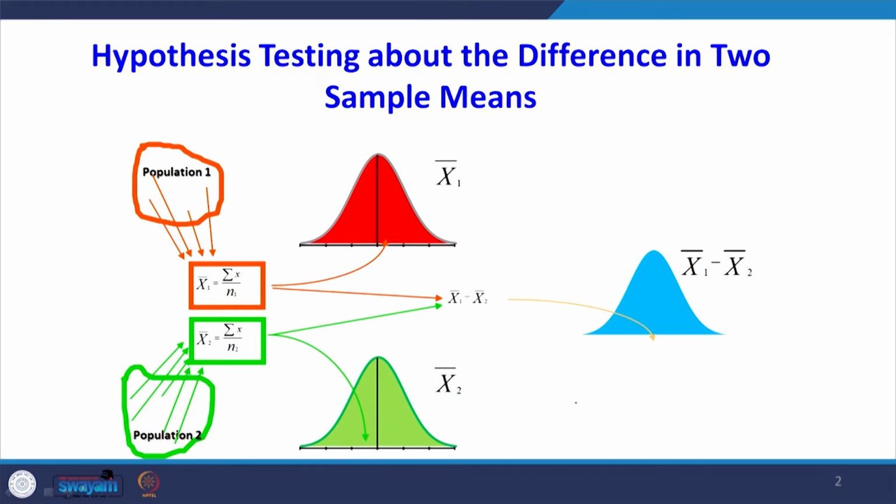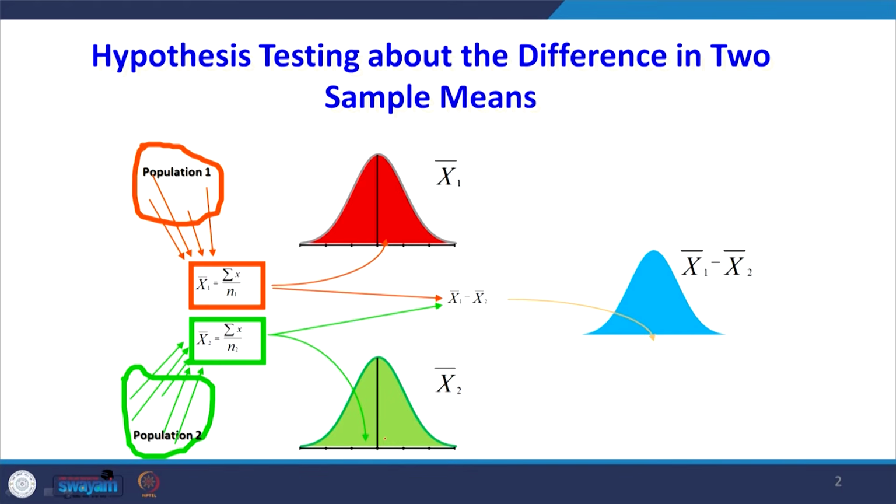When you look at this picture, there are two populations, population 1 and population 2. Suppose I take a sample from population 1 and find the sample mean, I am calling it x1 bar, that is sigma x divided by n1. There is another population in green color. From that I am taking a sample x2, then finding the mean of that sample using the formula sigma x2 divided by n2. If I plot this, this is the sampling distribution of x1 bar, the green one is the sampling distribution of x2 bar.